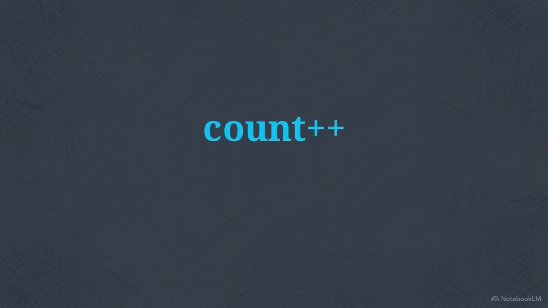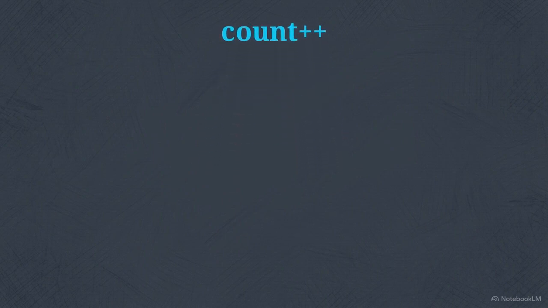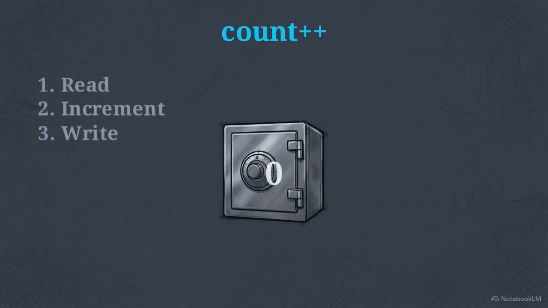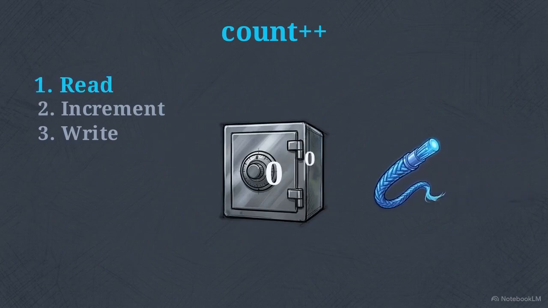We might think a simple command like count++ happens instantly. In reality, the CPU has to perform three distinct steps. It reads the current value, increments that value by 1, and then writes the new value back to memory. If only one thread is operating, it reads the 0, adds 1, and writes a 1 back to the shared resource. The process is clean and sequential.